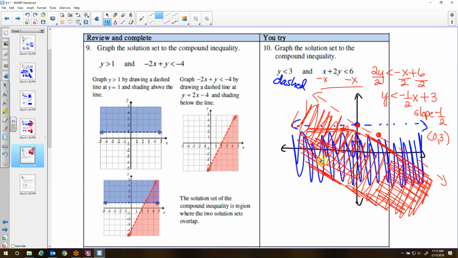So if you're sketching this, you're just going to make it darker. If you're doing it on the computer, it usually picks it up once you do the shading, and it'll shade it in. And that's how we do inequalities. So the key things are to plot your points, know how to connect them with either a solid or a dashed line, and then decide on where your shading is going to be.